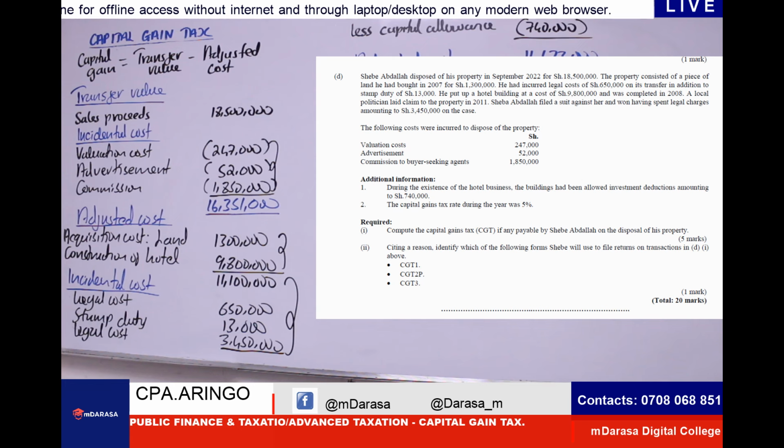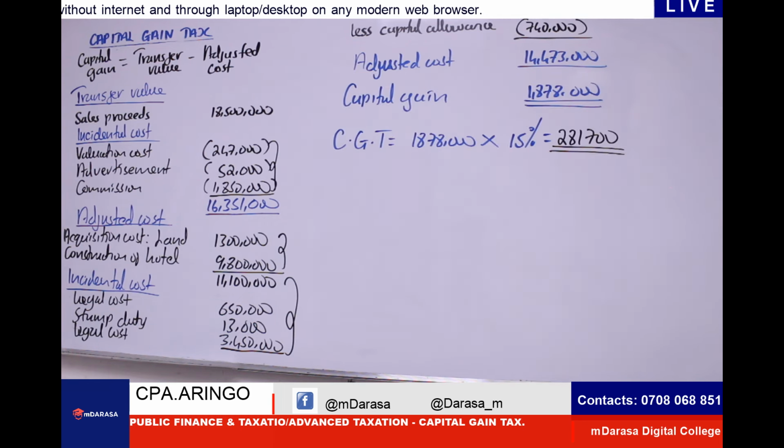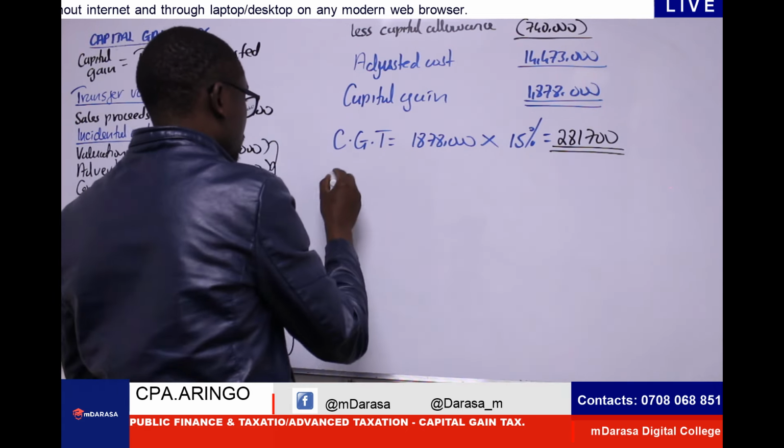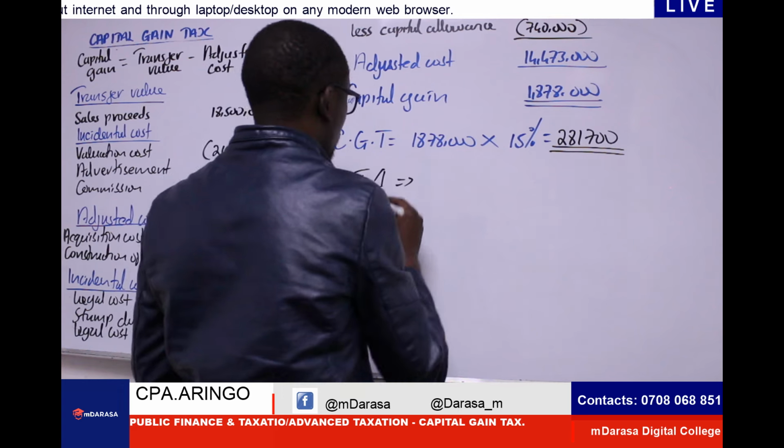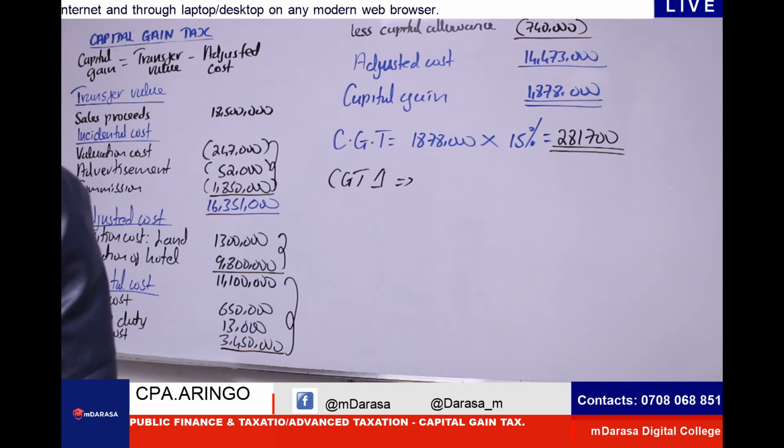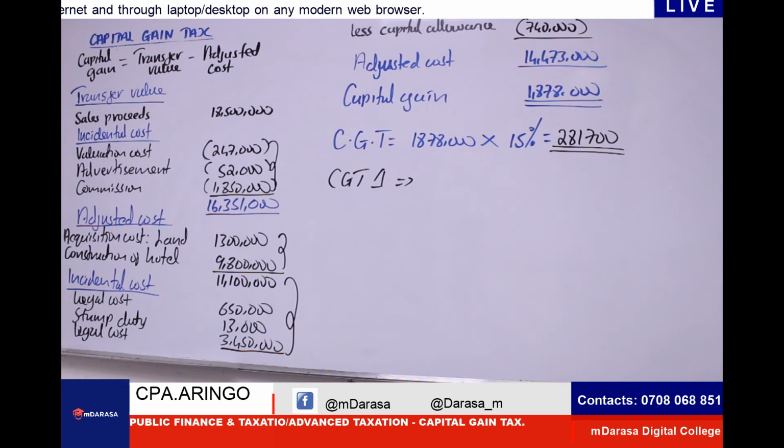So you're given these forms. It will be important for us to identify which forms we are supposed to use to file these returns. Mwalimu will explain for us all these types of forms, but for the case of SHEBE here, we are going to use form number CGT1. Why? Anytime you talk of CGT1, capital gain tax form number one, these are forms that we normally use to file returns on capital gain tax transactions.